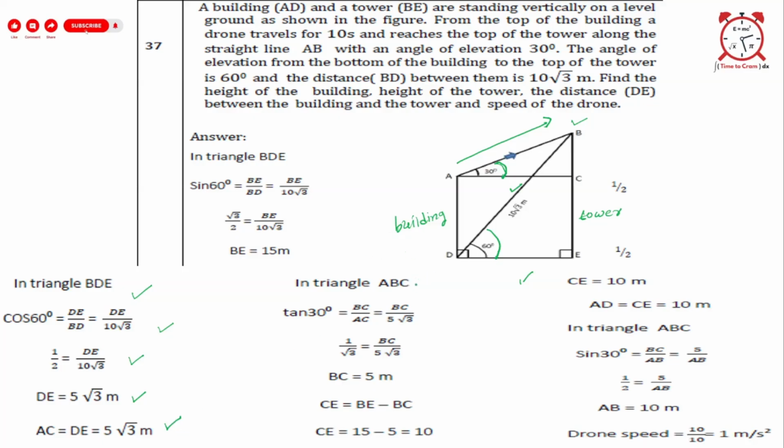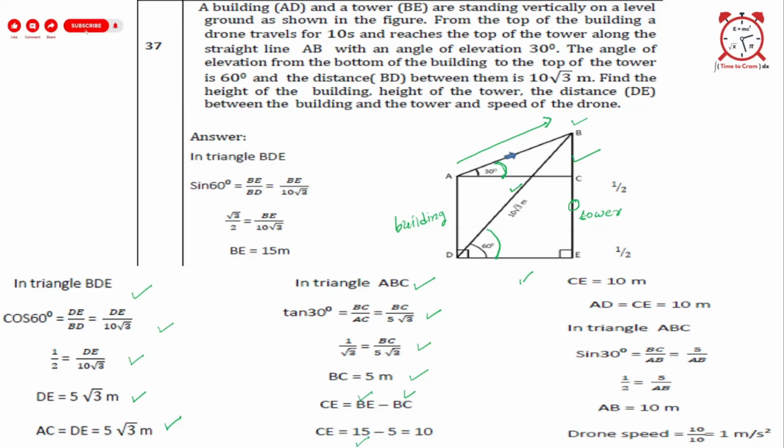Now we will take triangle ABC. Here we take tan 30. Tan 30 is what? Opposite upon adjacent. So keeping all the values and simplifying, we get BC equal to 5 meters. Now BC means this part only. From this BC, let us get the value of CE. So CE is what? The entire BE minus BC.